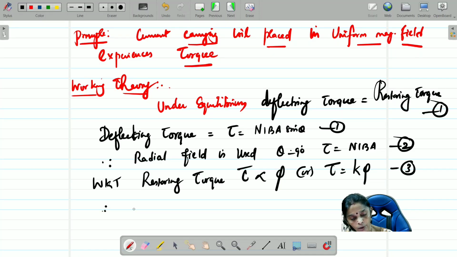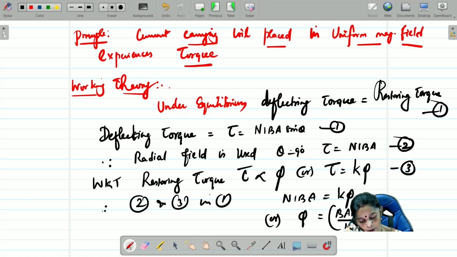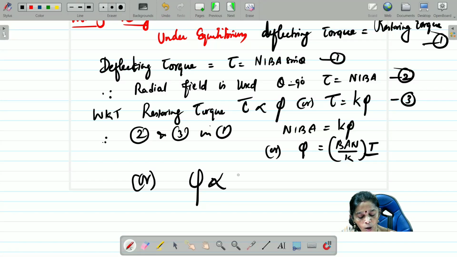So equating 2 and 3 and 1, I can write NIBA = k phi, or phi = (NBA/k) into I, or I can write it as phi = G into I. That means phi is directly proportional to I. That is what I wanted to convey.